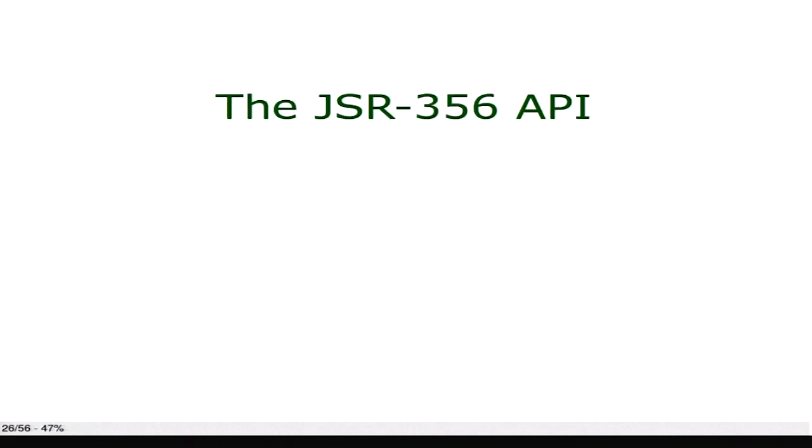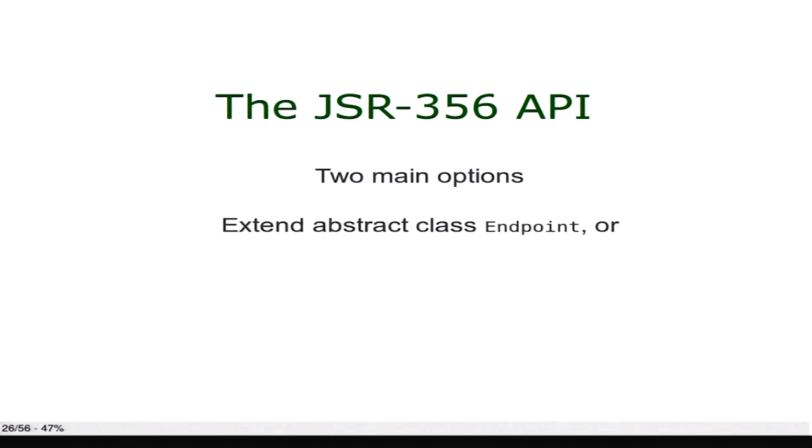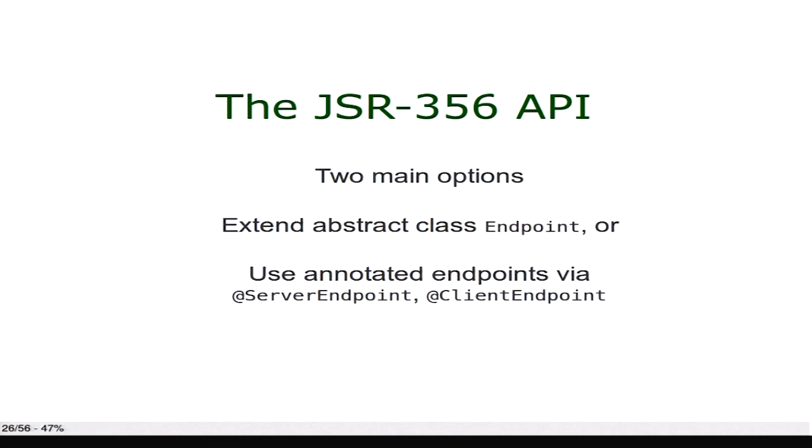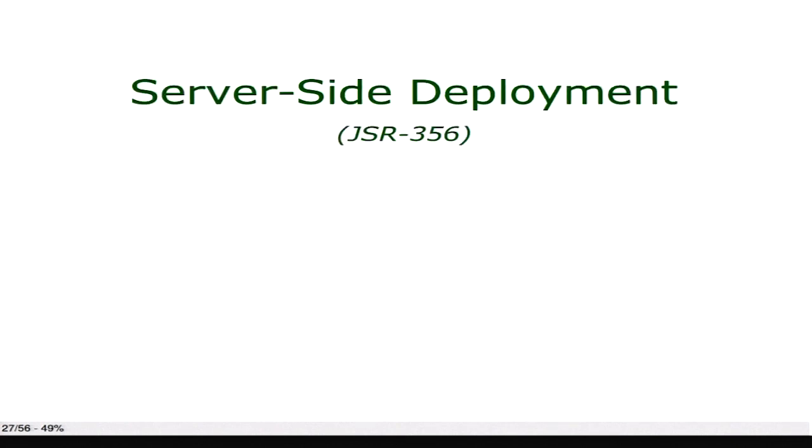Now, what about the JSR-356 API? There are two main options if you look at the API. One of them is to extend this abstract base class called Endpoint, and the other one is to use annotations. There are @ServerEndpoint and @ClientEndpoint annotations that then further allow you to have annotated methods for receiving messages. It's pretty much the callbacks that I showed you earlier: on message, on open, on close, on error. That's these four. So it's still pretty rudimentary.